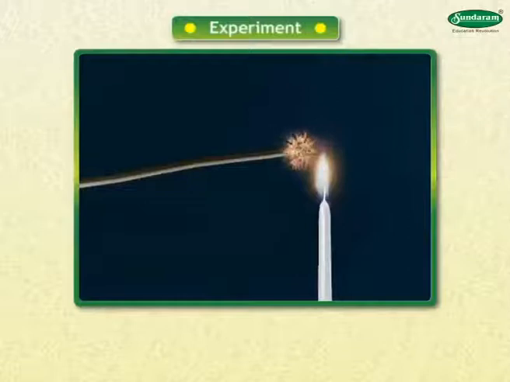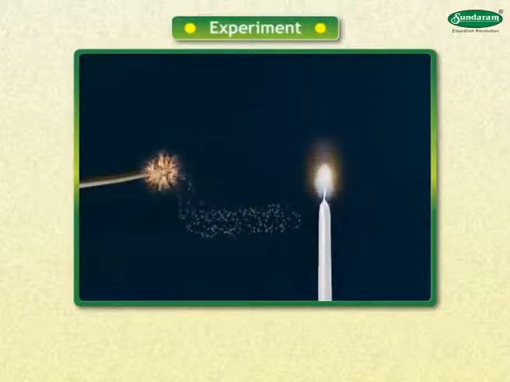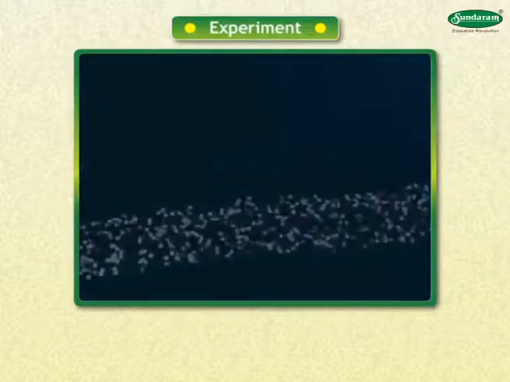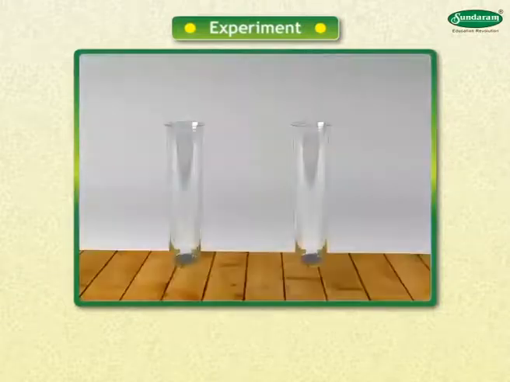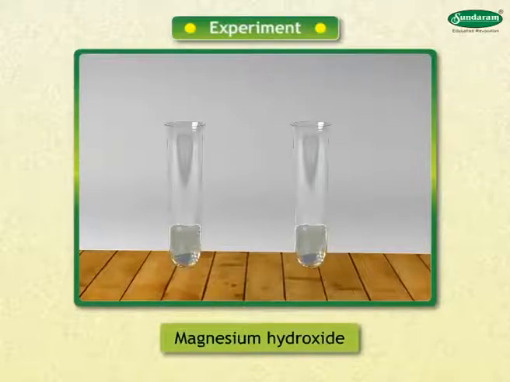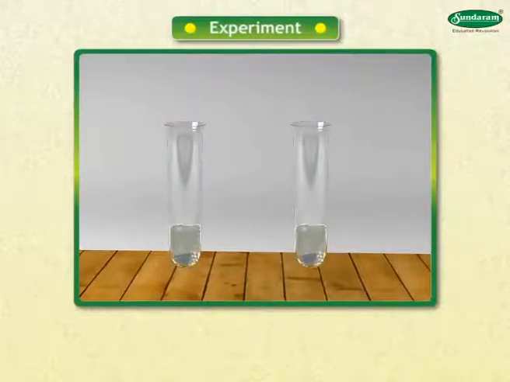Let us try another experiment. We saw that when magnesium burns in air, we get a powder of magnesium oxide. Take this powder in a test tube and add water to it. We get magnesium hydroxide. Take a little of this solution in 2 test tubes and place blue litmus paper in one and red in the other. You will see that the red litmus paper becomes blue while the blue one remains blue.